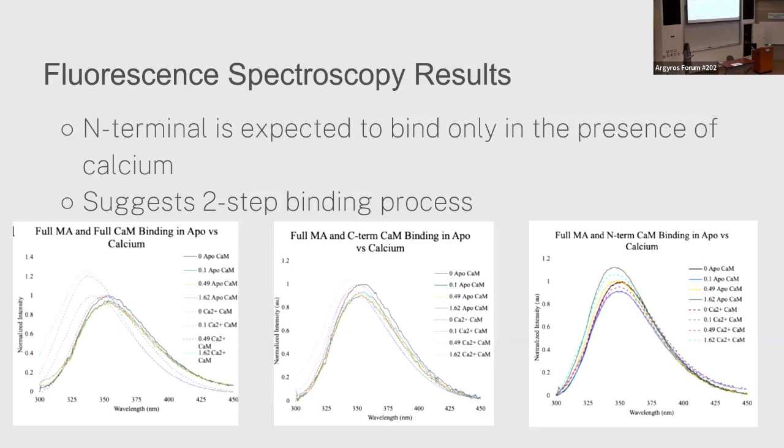And so this suggests a possible two-step binding process where the N-terminal binds first and then the C-terminal binds, because as we can see, there's binding occurring with the full protein, but then there is a lack in the N-terminal. So we believe that there could be a two-step process.